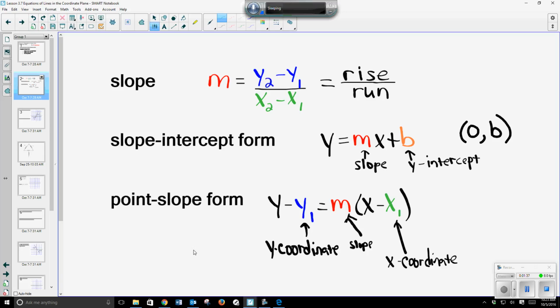The slope-intercept form of the equation of a line is y equals mx plus b. M is your slope. B is your y-intercept. B is just a number in the equation, but if you want to put it in point form, it would be (0, b). So your y-intercept is the number on the y-axis that the line crosses, and that is at (0, b), if you want to put it in point form.